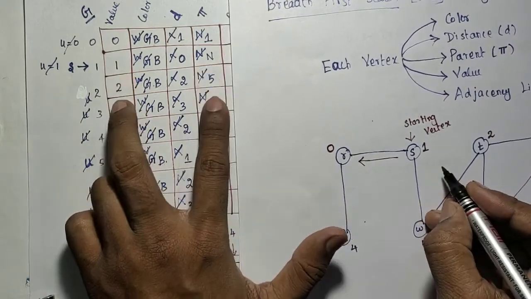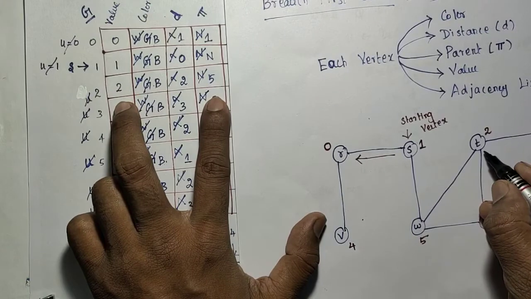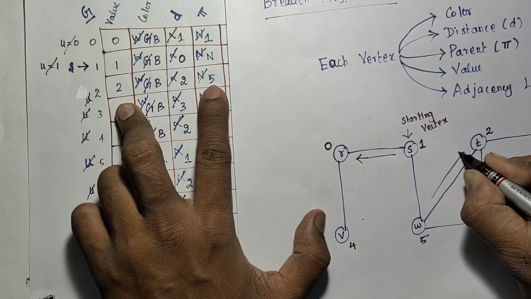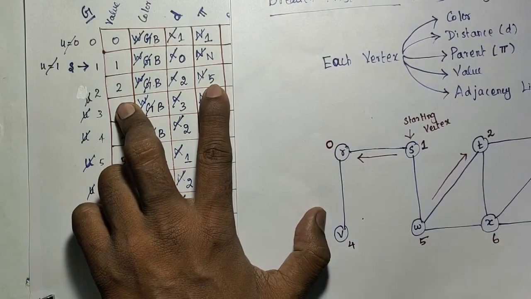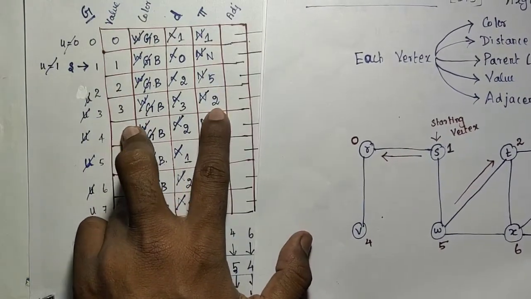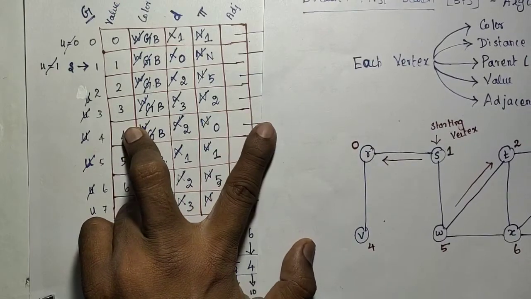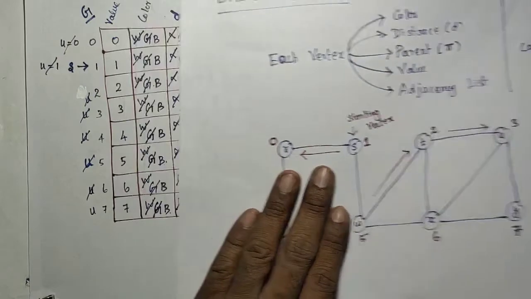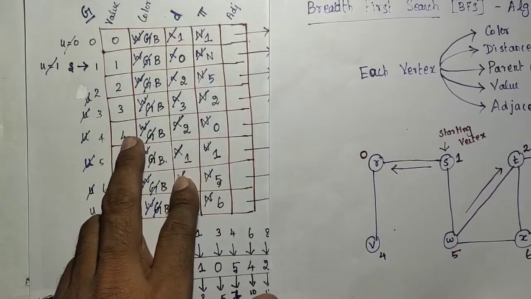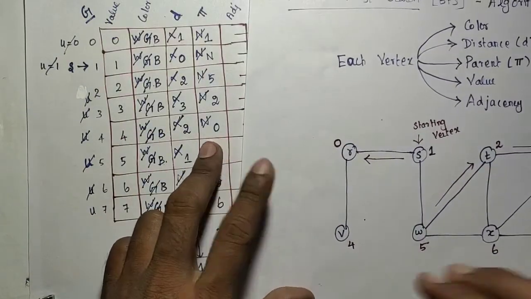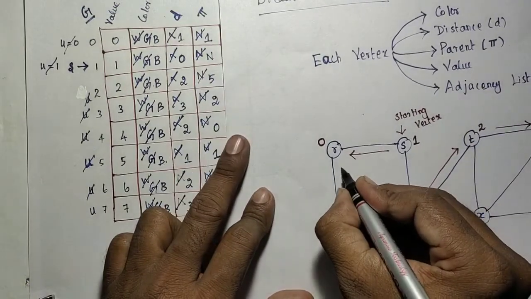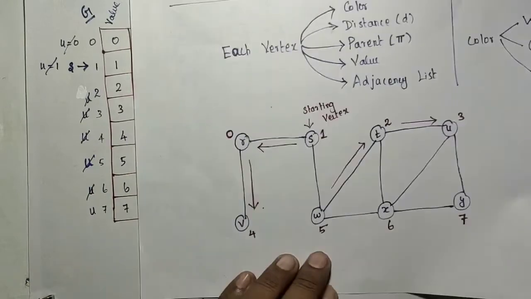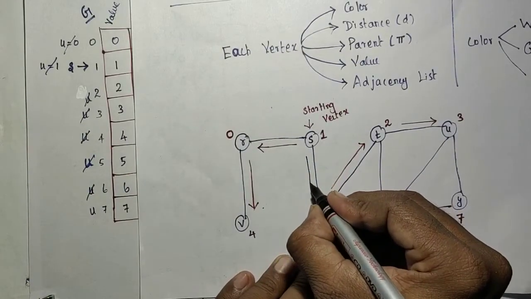The next, 2 is visited by 5. So I have to draw this edge. Next, 3 is visited by 2. 3 is visited by 2, so I need to draw it like this. And then 4 is visited by 0. And 5 is visited by 1.